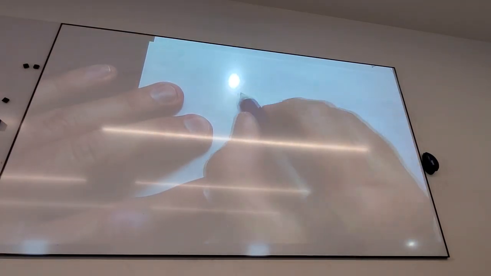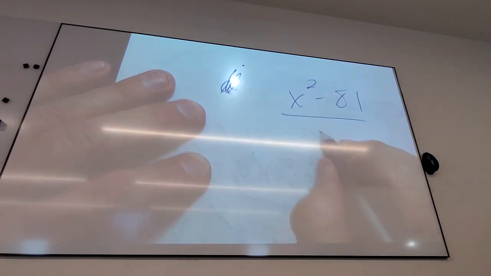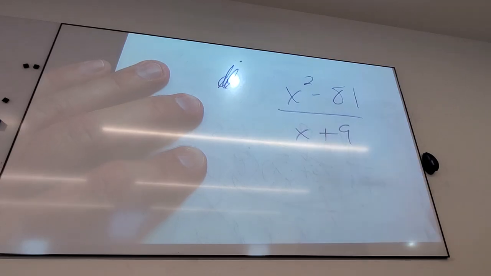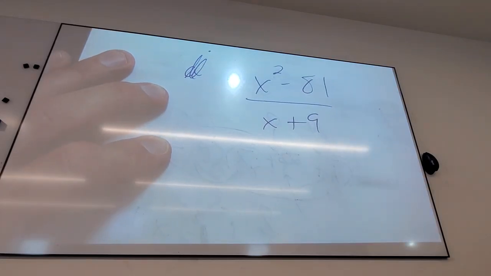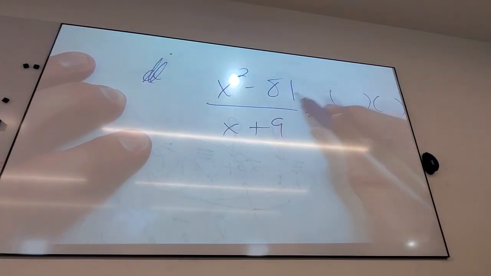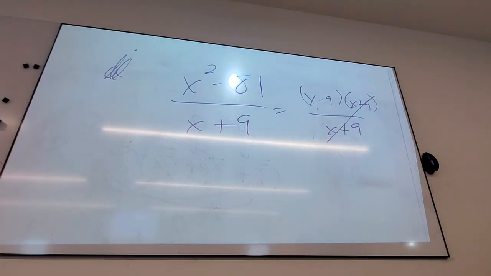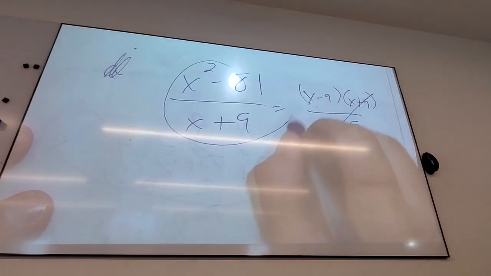So, let me see. Well, let's do this. What if I wanted to reduce this? I have to factor the top. How do you factor the top? And then what can cancel? These can cancel. The only things that cancel are the things that are the same, yes? When you divide two things that are the same, it becomes one. So then I know this is this.